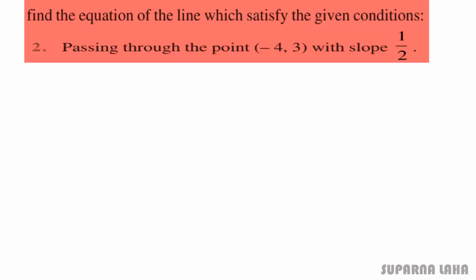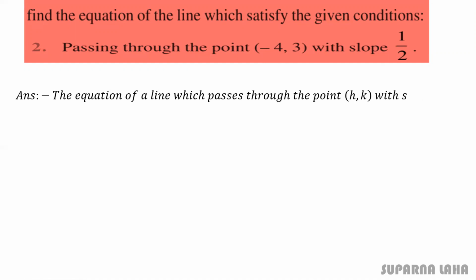So here is the first question. Find the equation of a line which satisfies the given condition: passing through the point (-4, 3) with a slope 1 by 2. So one point is given and the slope is given, so the one point slope formula we can apply. What is the one point slope formula? The equation for a line which passes through the point (h, k) and has slope m, we can write as y minus k equals m into x minus h.